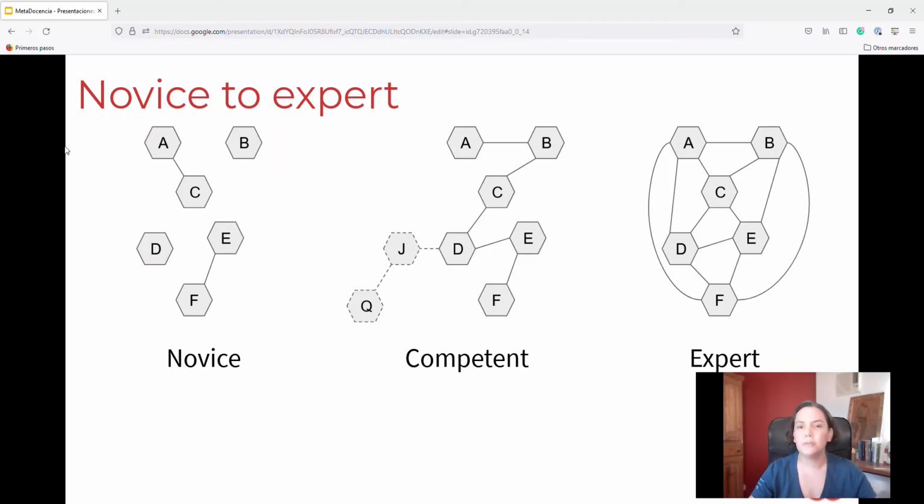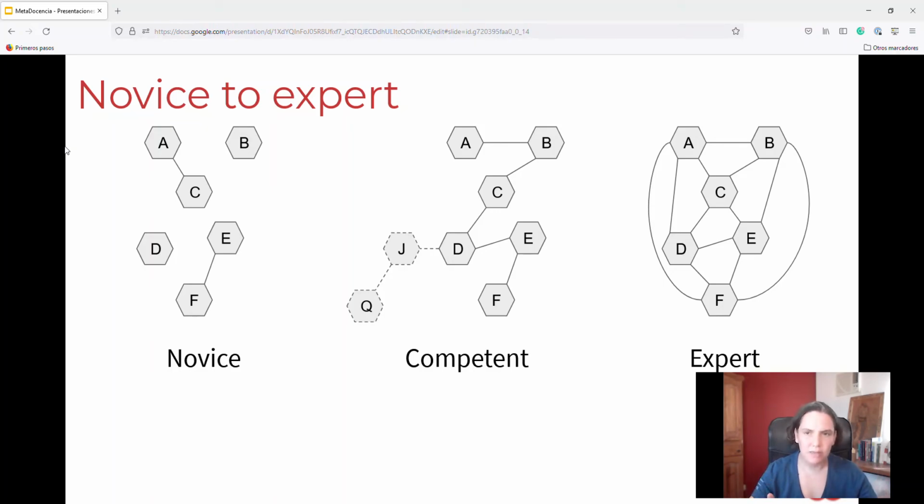Then you have competent practitioners. They have more connections, but it can take them several steps to get from what they know to what they need. And then you have experts. They have many more connections, so their path is shorter. So short, in fact, that they can often jump from start to finish in a single step. This also leads to the expert blind spot. They can't explain their reasoning because there isn't any.